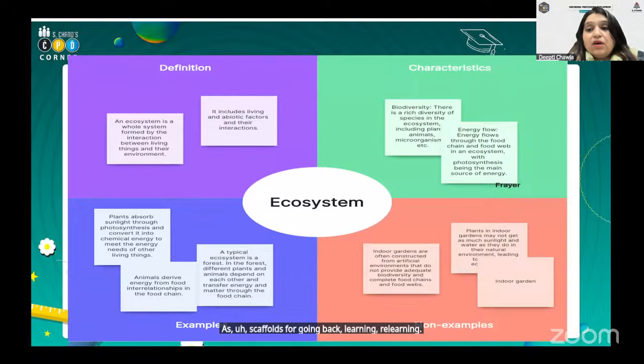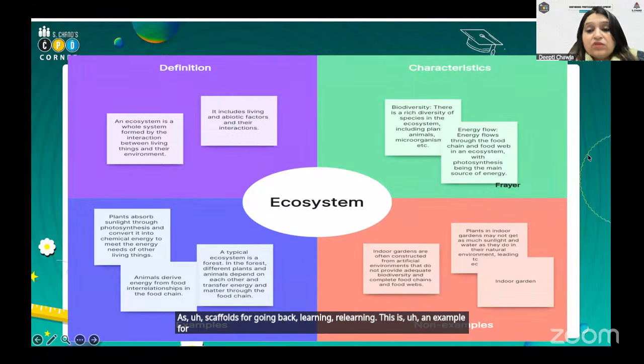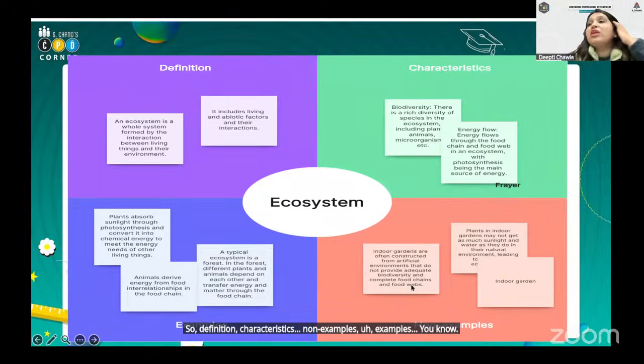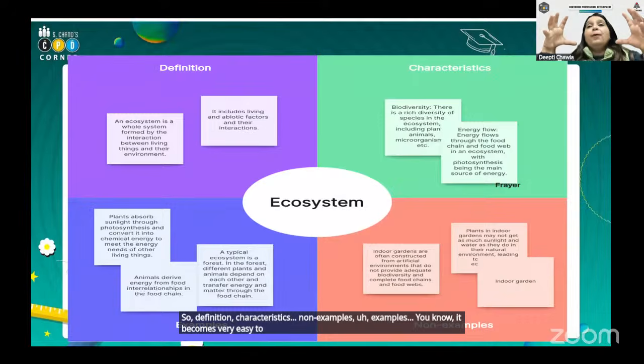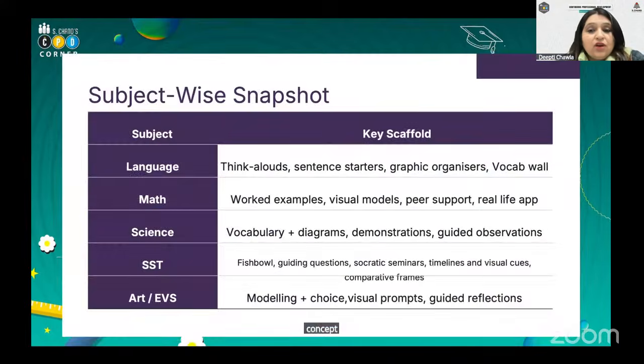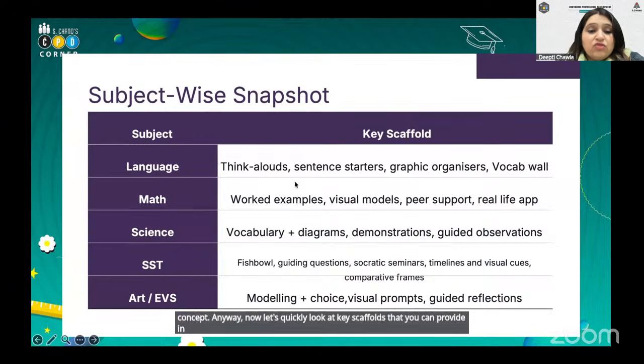This is an example for social sciences, ecosystem. So definition, characteristics, non examples, examples, it becomes very easy, not just for revision, but it becomes a very good scaffold for you to help your students review and revise the concept. Anyway, now let's quickly look at key scaffolds that you can provide in each individual subject.